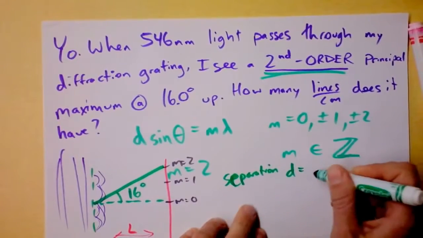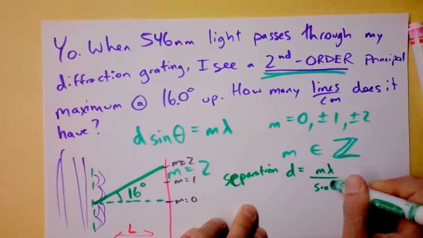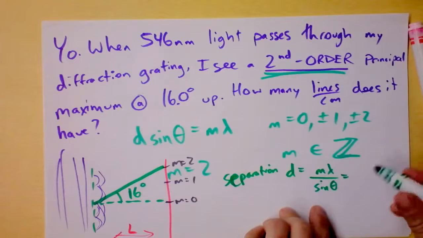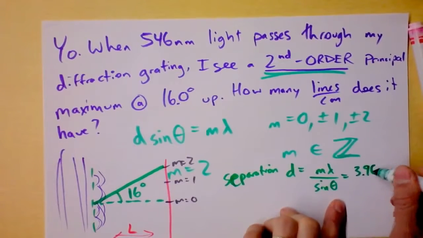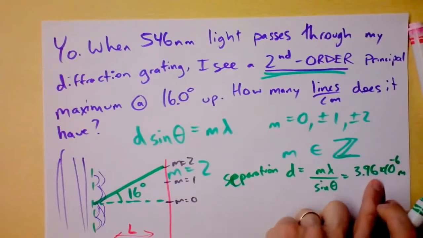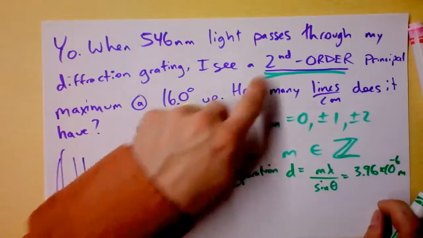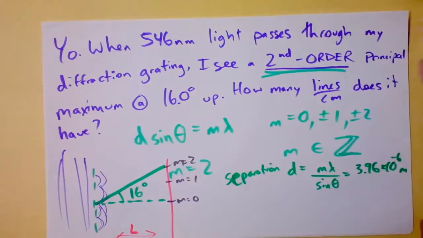Separation d equals m times lambda over the sine of theta, and m is going to be 2, so I plug all that in, and I found that the separation between the slits is 3.96 times 10 to the negative 6th meters. Is that okay that I'm using 3 sig figs if I was given 3 sig figs right here? Yeah, and I guess second order probably has infinite sig figs. It is the second one, so count it, right? It's not a measurable thing, it's a countable thing.